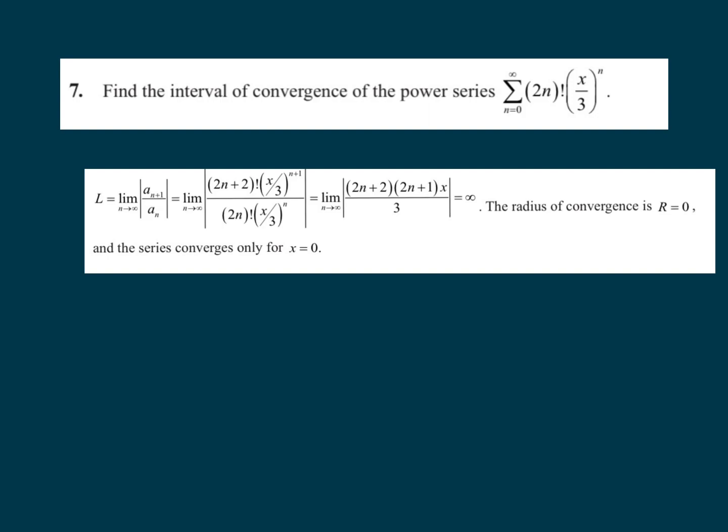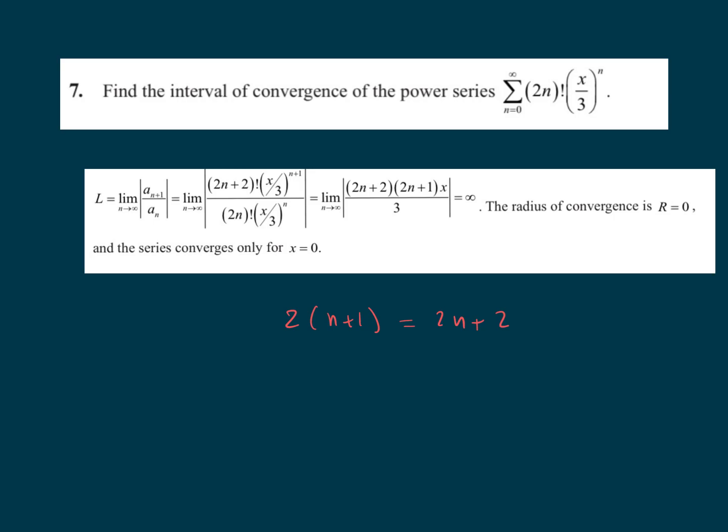So in problem 7, we do exactly the same technique, the same ratio test. Wherever I see n, I plug in n plus 1 to find the term a sub n plus 1. I do the ratio and I take the limit when n goes to infinity. So when n becomes n plus 1, it will be 2 times n plus 1, which is 2n plus 2.